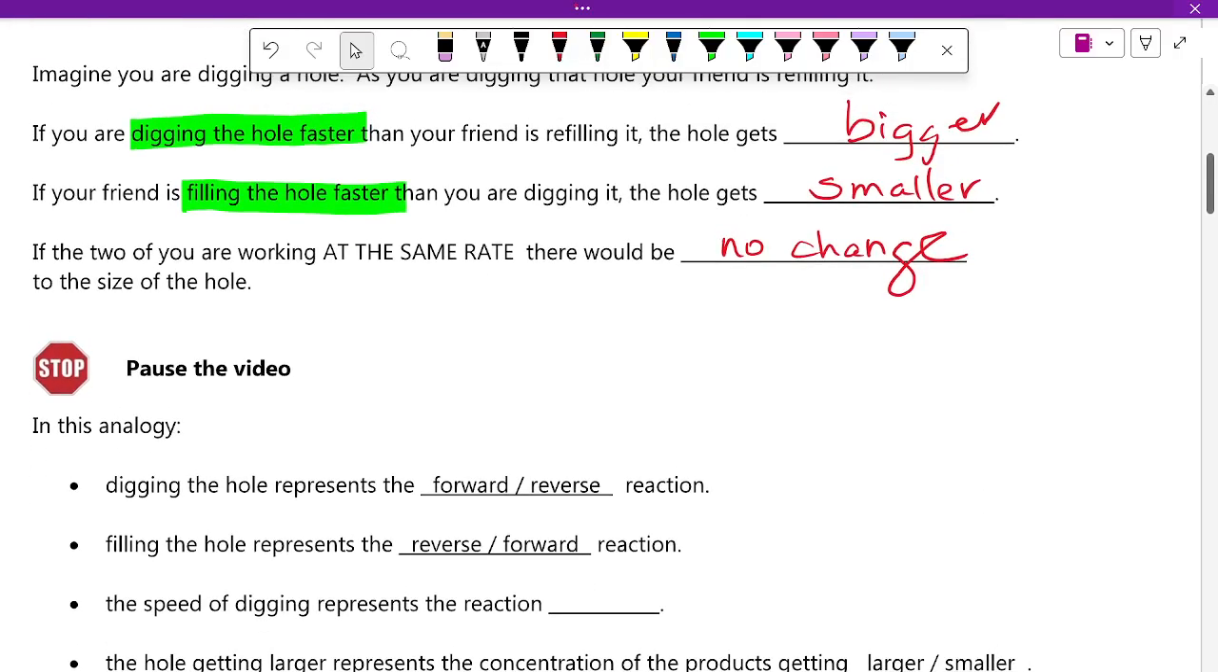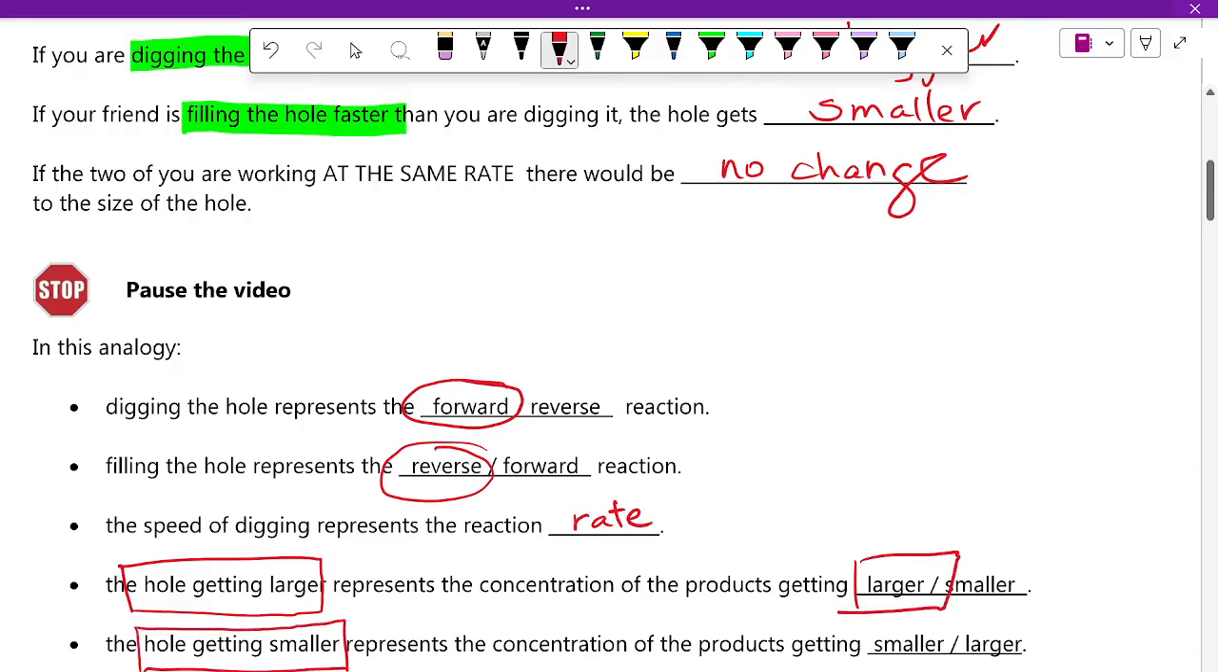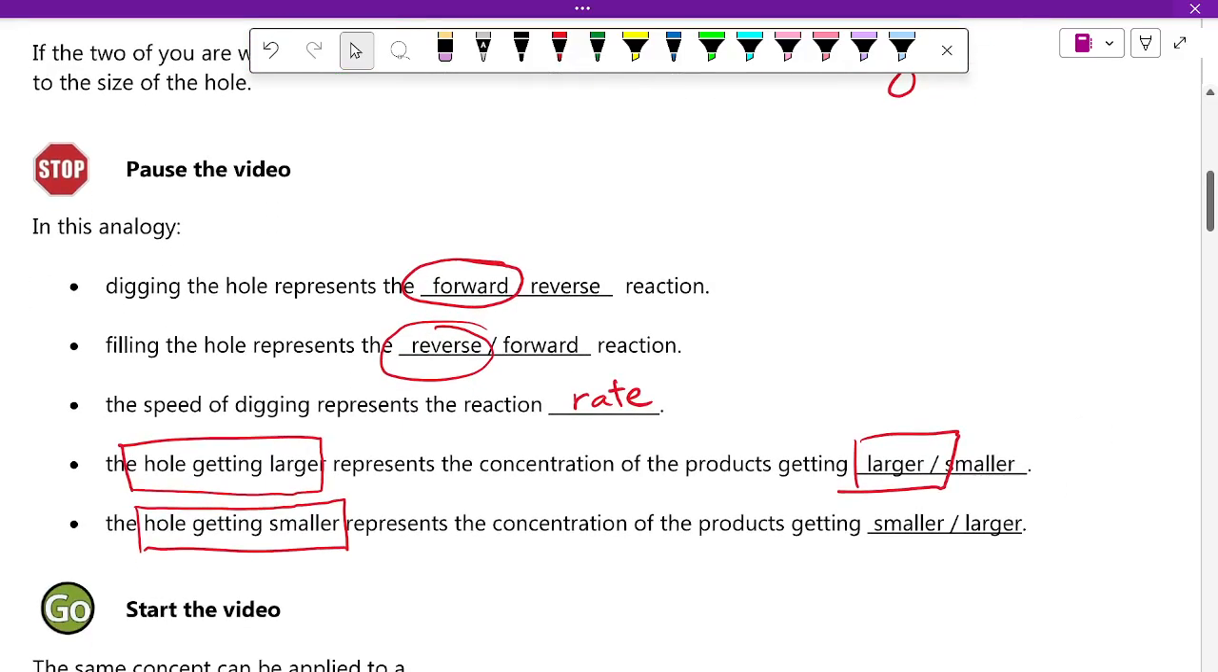In this analogy, does the digging of the hole represent the forward reaction or the reverse reaction? Forward. Filling the hole then must represent the reverse reaction. The speed of digging represents the reaction rate. The hole getting larger represents the concentration of products getting larger. The hole getting smaller represents the concentration of products getting smaller.